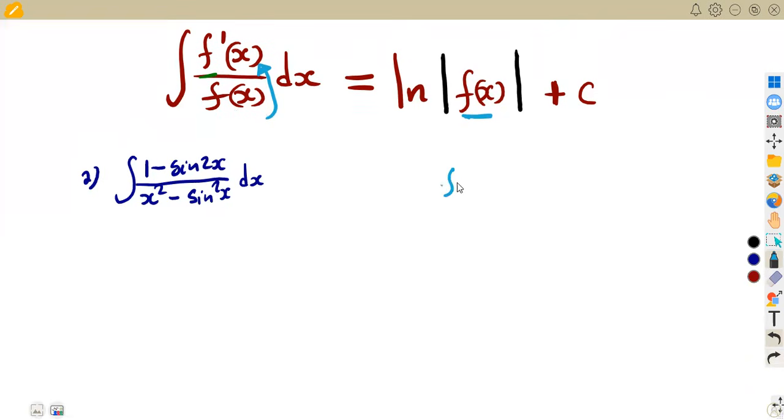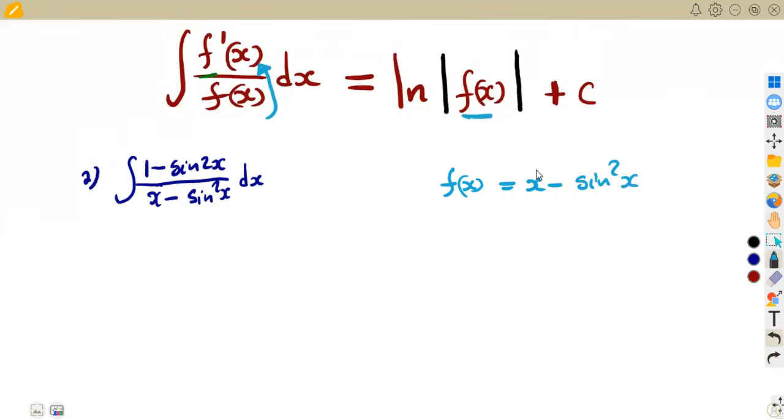So you ask yourself, what is my f of x in this case? This is x, not x squared. Sorry for this one. It's supposed to be x minus, like this. So if my f of x in this case is equal to x minus the sine squared of x, what is supposed to be the derivative?